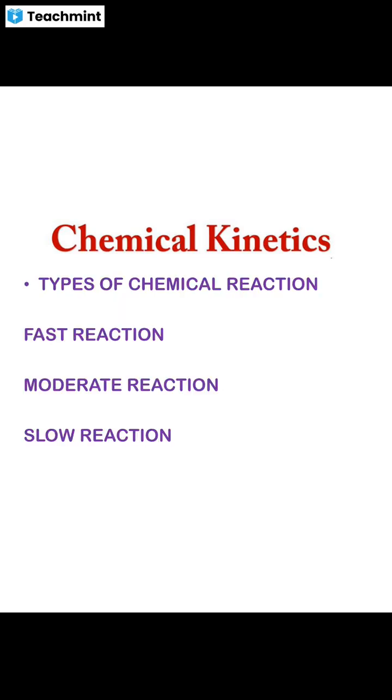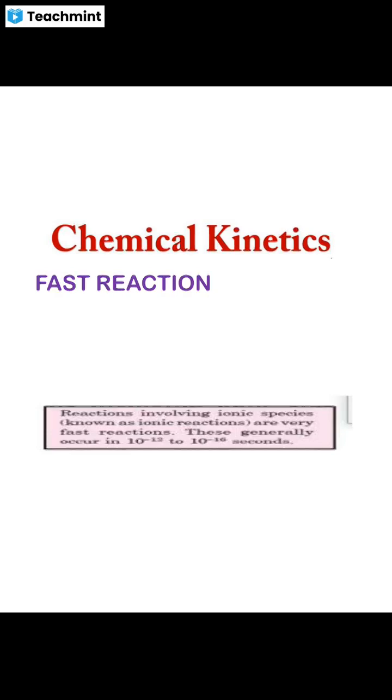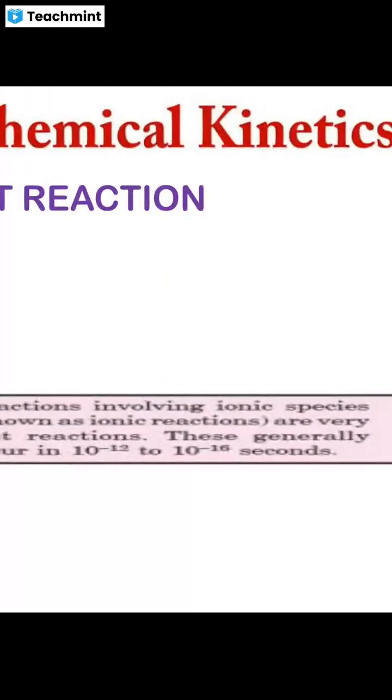Next, in chemical kinetics, what types of reactions are there? Reactions are of three types: fast reaction, moderate reaction, and slow reaction. If it is a fast reaction, it is completed within seconds. For example, a reaction completed in 10 power minus 12 to 10 power minus 16 seconds is called a fast reaction.